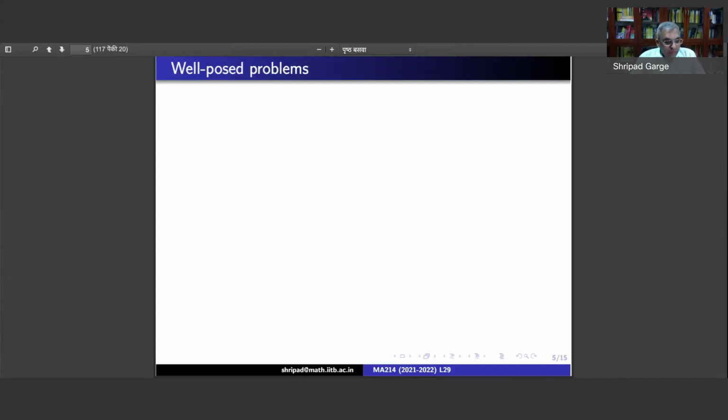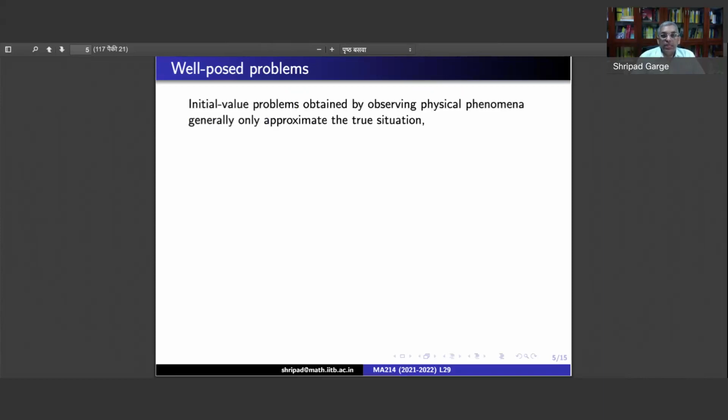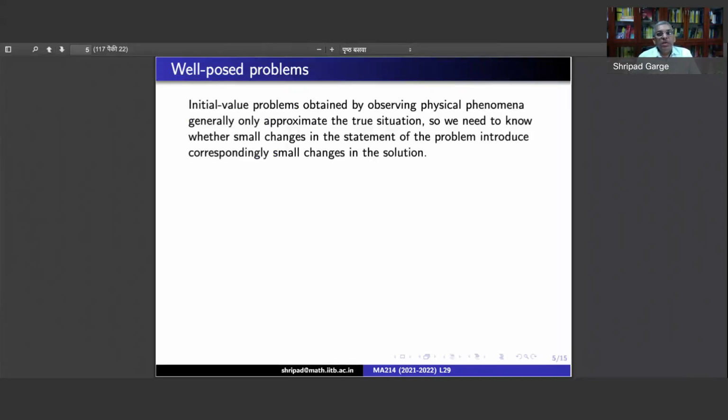Now we also have to consider something called a well-posed problem. So let's see why we have to think about it. Initial value problems are obtained by observing physical phenomena, and they generally only approximate the true situation. Typically, there is some real life situation given to you, and you want to convert it into some equation by putting in some numbers. Whenever we use numbers, there is always some approximation. There could be a round off error or a calculation error. So there might be small perturbations in the problem itself.